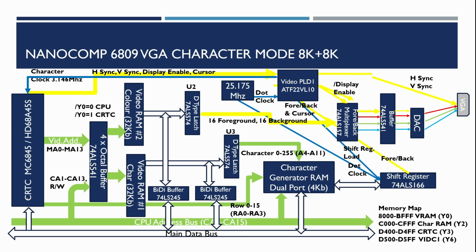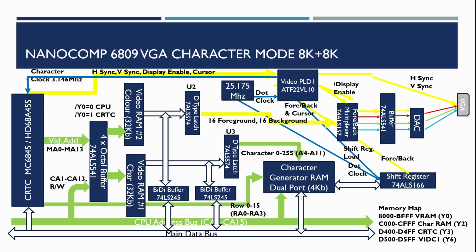We use the CRTC controller chip, cathode ray tube controller, and this is a Motorola 6845 compatible device, but in fact it's a Hitachi HD68A45S. And this is quite important because the A means that this is actually able to run a bit faster than the default 4 MHz clock that the original Motorola chip was running at, and the S also means that it's capable of running at higher clock frequencies.